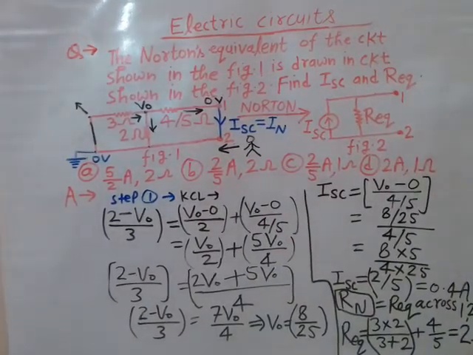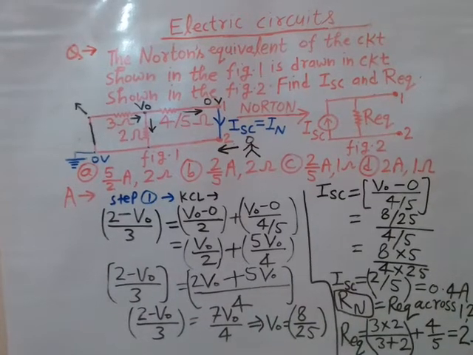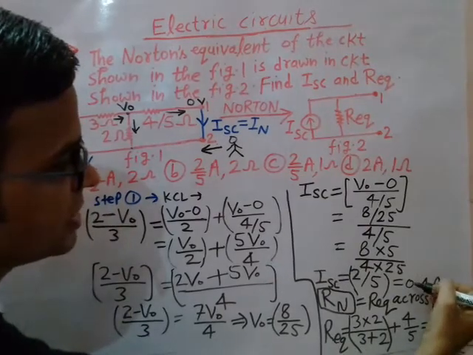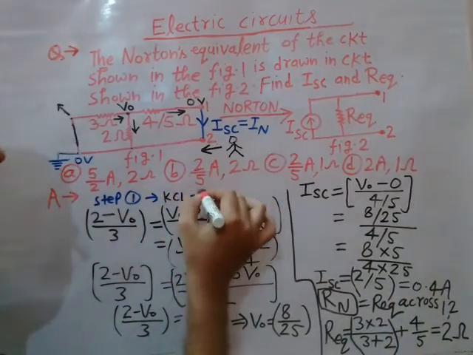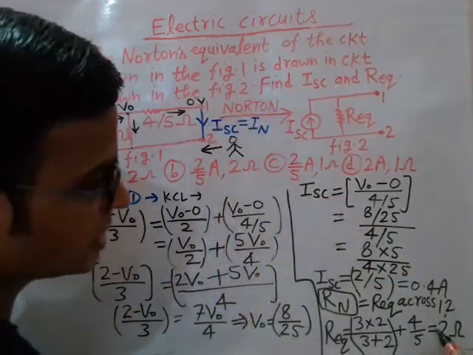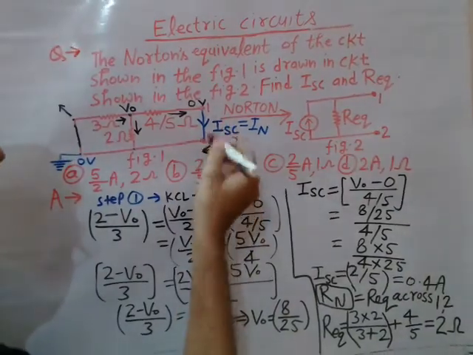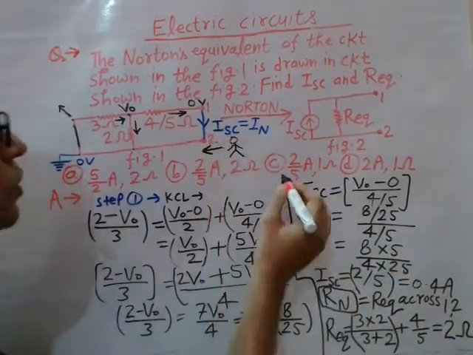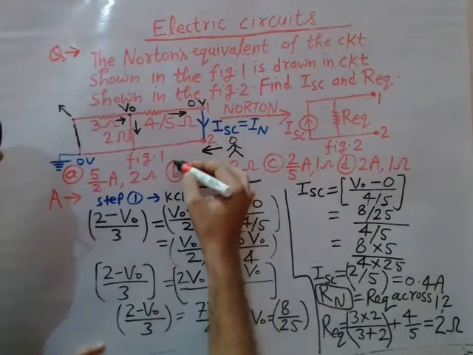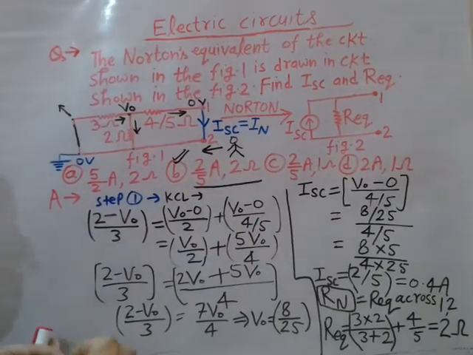So which option is correct? You understand now which option is correct? Option B is correct. So the short circuit current, which is nothing but Norton's current, is 2 by 5 amperes, and Norton's resistance, which is nothing but the equivalent resistance across the desired terminals, is 2 ohms. So option B is correct.